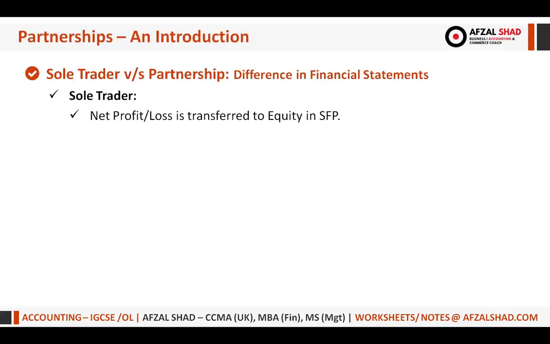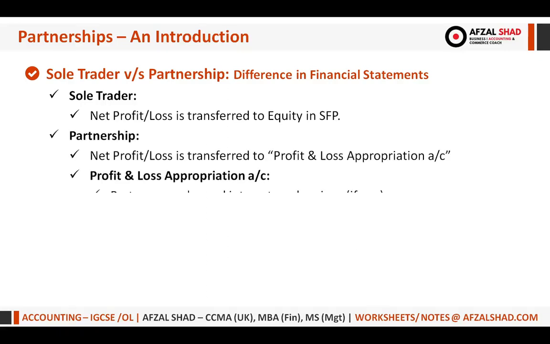Then the difference in the financial statements of the sole trader and the partnership. In sole trader, you have already gone through the net profit, like drafting the gross profit in the trading section, and then you have drafted the net profit in the profit and loss section, and then that net profit was directly transferred to the statement of financial position. In the equity section, it was added to the capital.